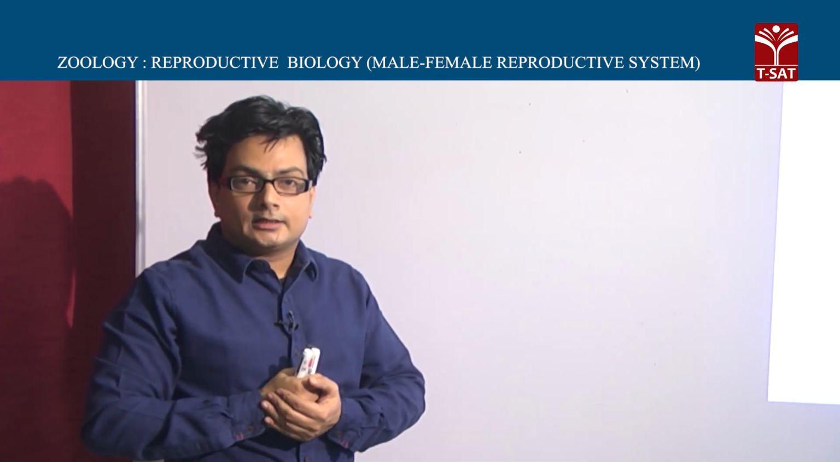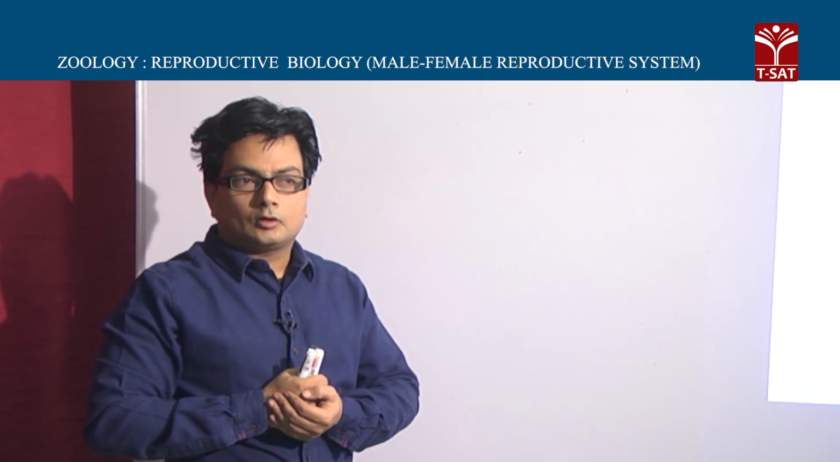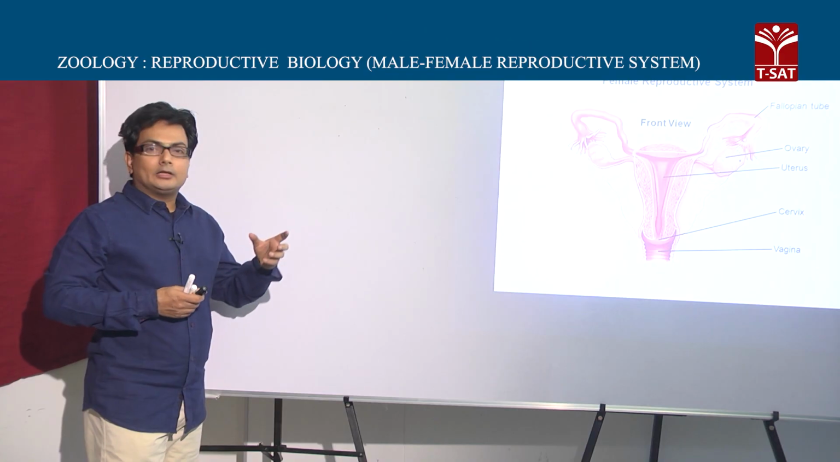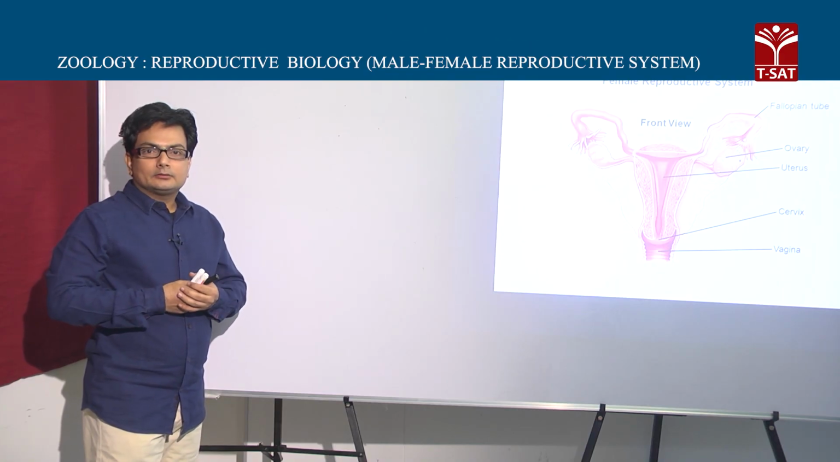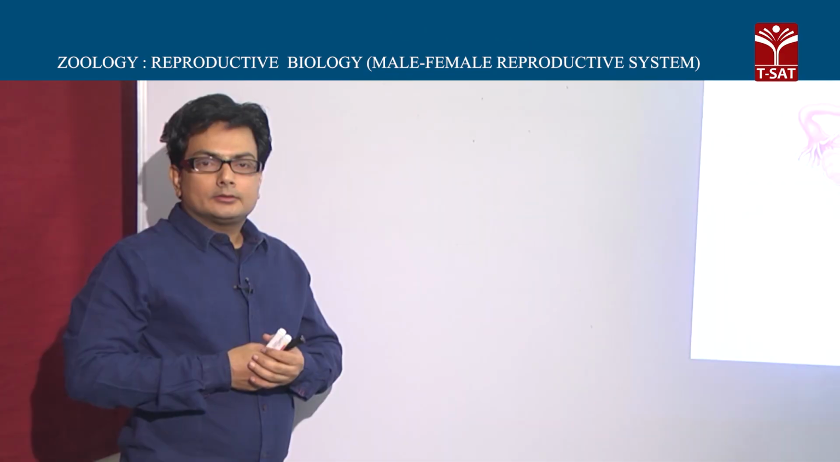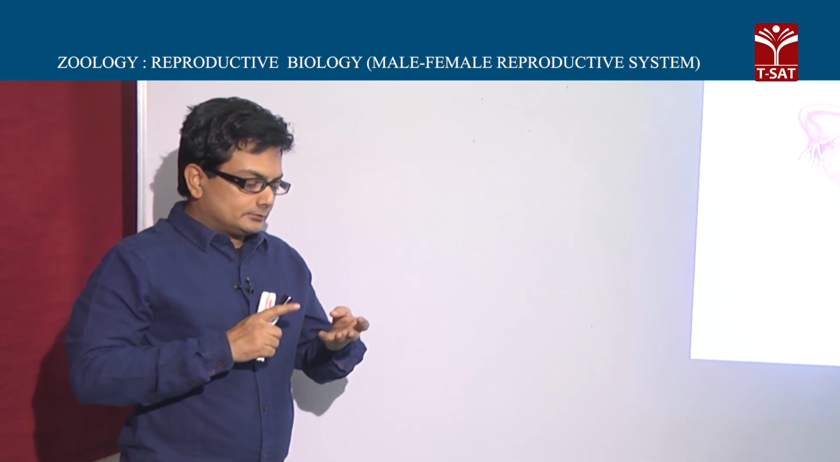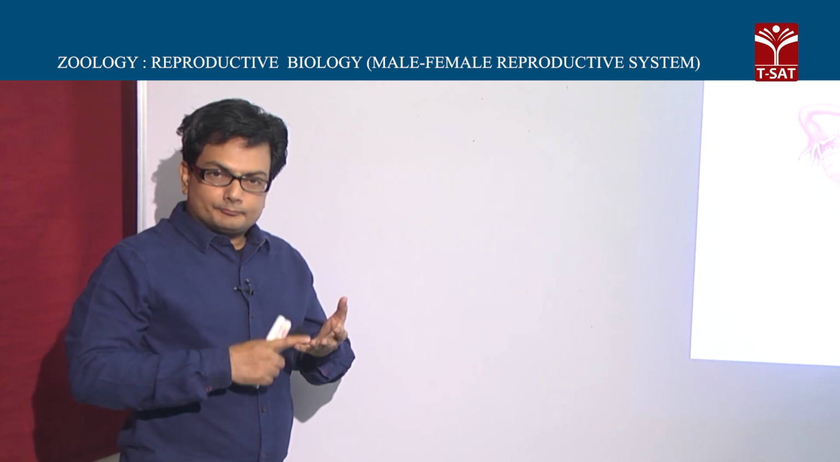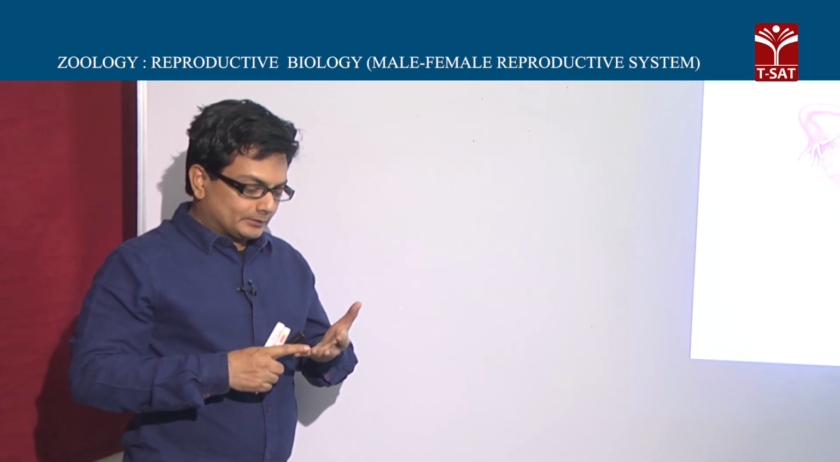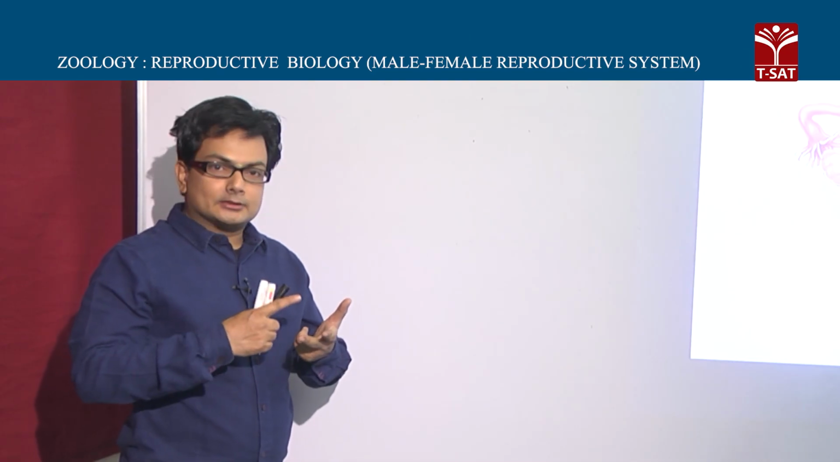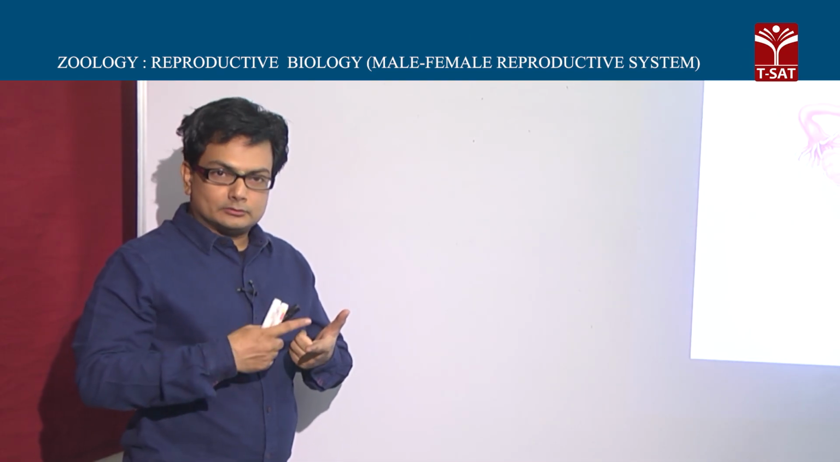The external genitalia of a female. In the female reproductive system, we have done the ovary and we have done the accessory ducts. Recalling the accessory ducts, they are fallopian tube with 3 regions in that. Then there is a uterus, and that is followed by the cervix, which leads into the vagina.